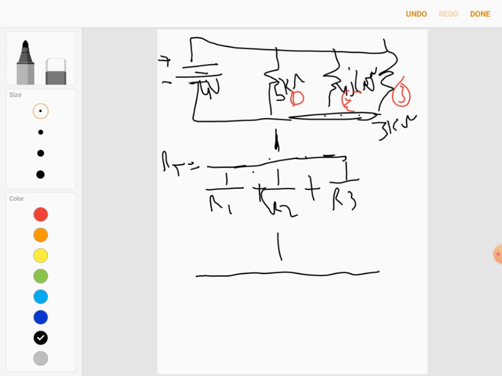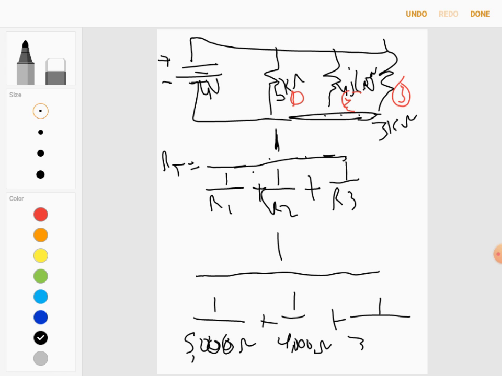So we can plug in. 1 divided by 5k, which just means 5,000. Well, it really means kilo, but you can just change that to 1,000 ohms. Plus 1 over 4,000 ohms, plus 1 over 3,000 ohms. So we add that together. 1 divided by 5,000 plus 1 divided by 4,000 plus 1 divided by 3,000. You have to do that in parentheses or it might not work right. So remember, do that in parentheses.